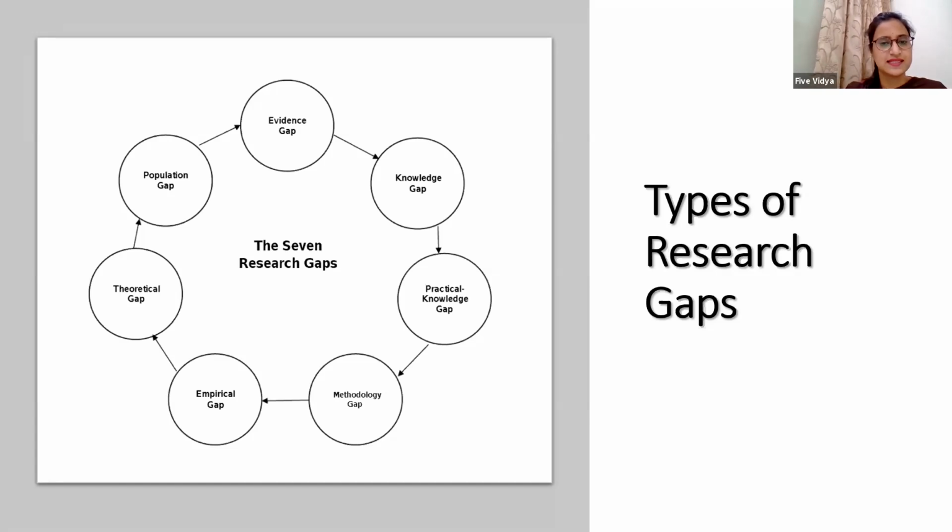An empirical gap is, let's say, if research is done on a theoretical part, but the empirical version of that research has not been done yet. So that becomes the empirical gap. If only the theories have been discussed, and no practical or empirical part has been done.